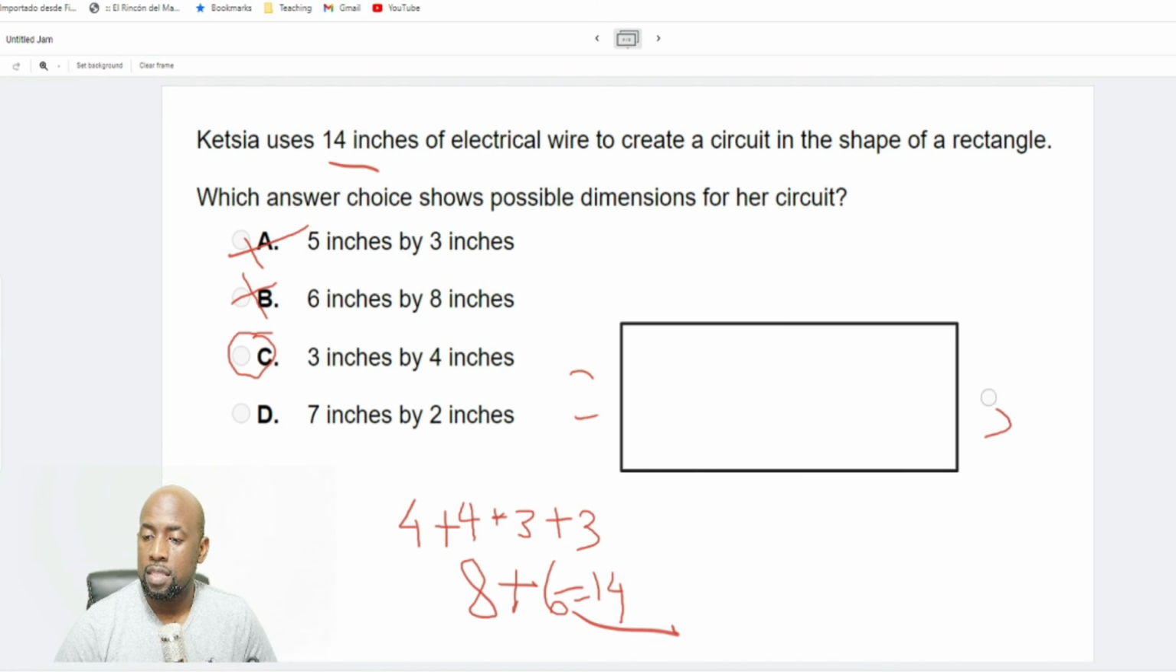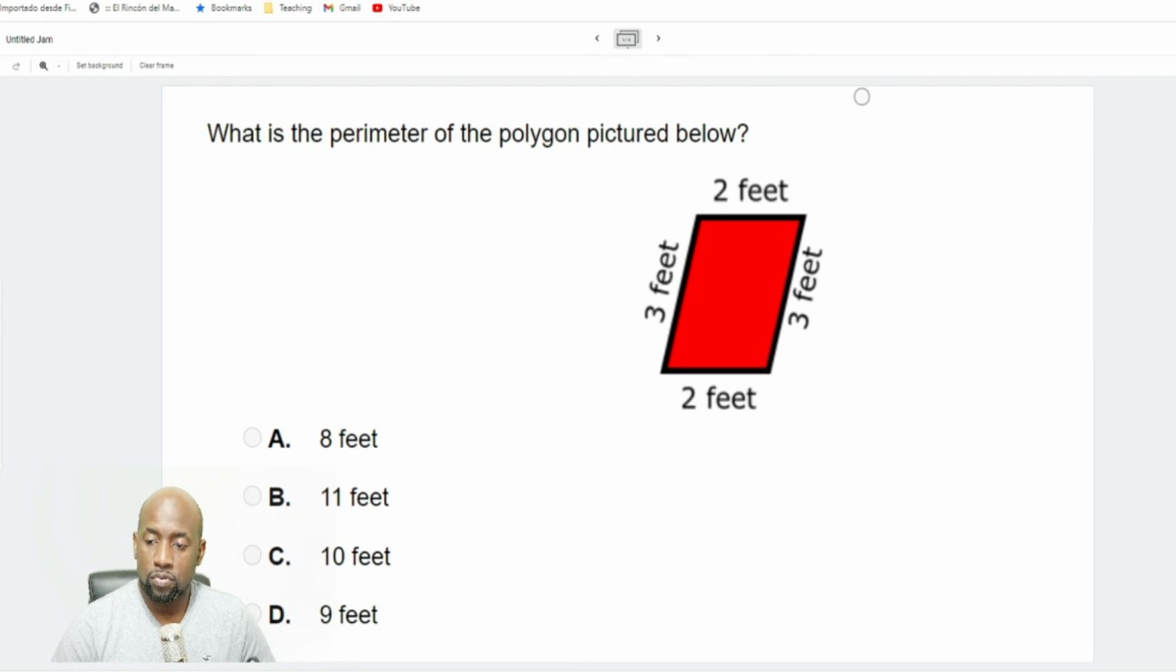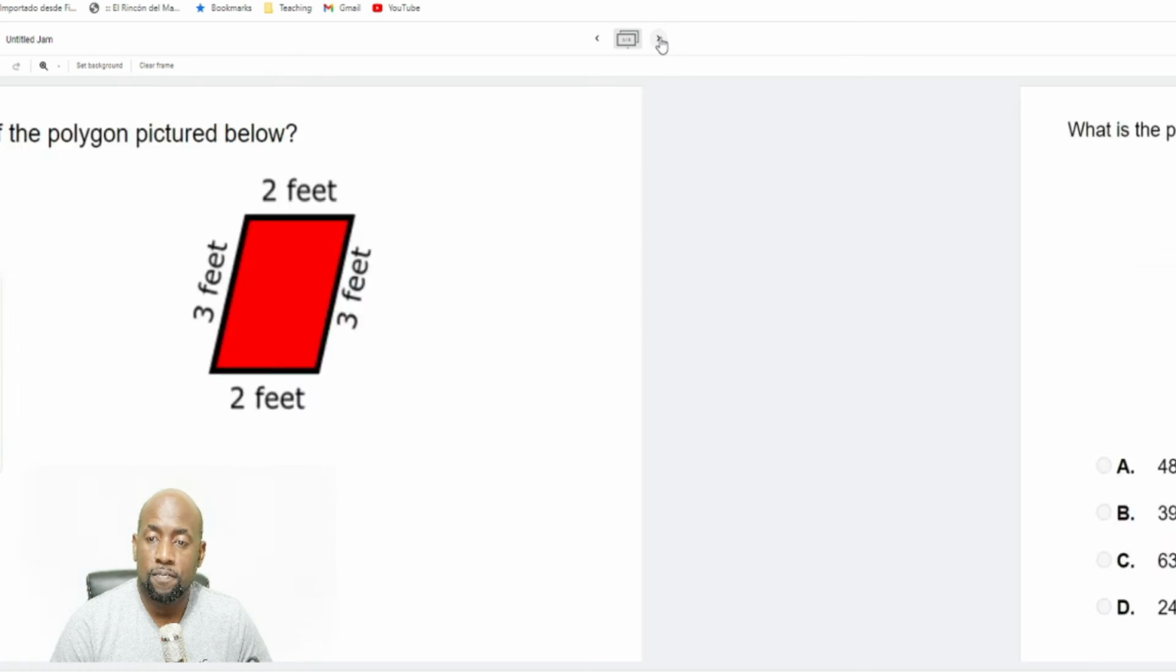Okay. Now let's do our next exercise. Okay, try to work on this on your own. What is the perimeter of the polygon pictured below? The perimeter is to add the sides around the shape. When you add them up, the number you get is one of the choices here. You pick one. Okay, you can pause the video while you are doing this. Use paper and pencil to get this. Don't do mental math, please.